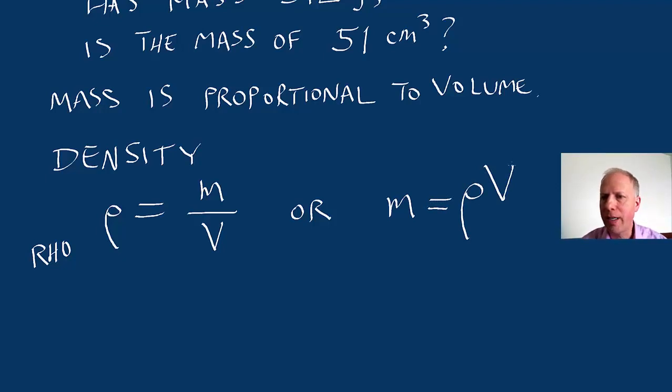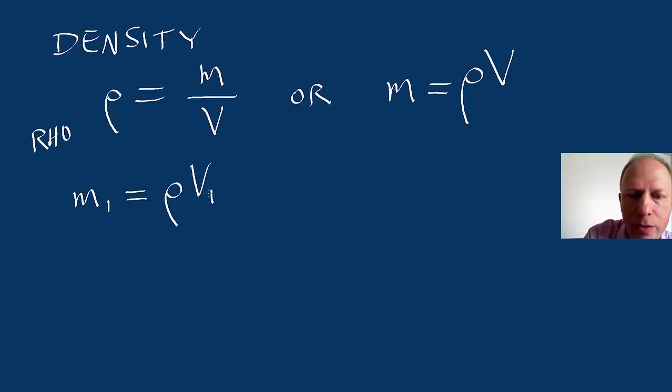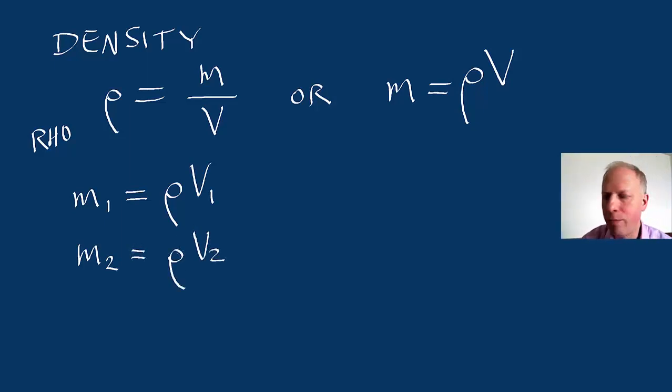And this is the systematic way to solve a problem like this, guaranteed to work. For object number 1, the one that had a volume of 47 cubic centimeters, we know its mass is equal to the density of material Y times volume number 1, which was 47 cubic centimeters. And we know object number 2 satisfies M2 equals rho V2. It's the same rho in both equations.